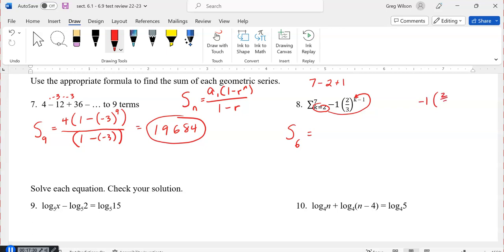-1 times 2/3 raised to the first. So if k is 2, 2 minus 1 is 1. So this is just going to be -1 times 2/3. So that's my first term, -2/3.